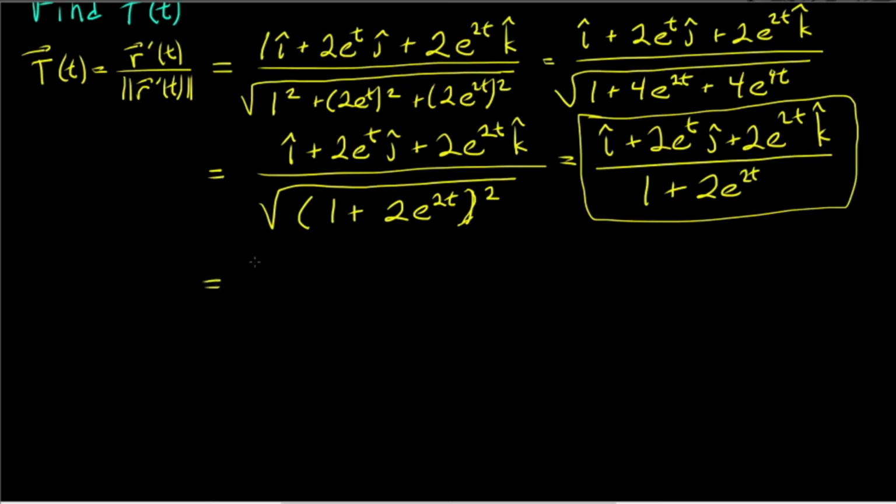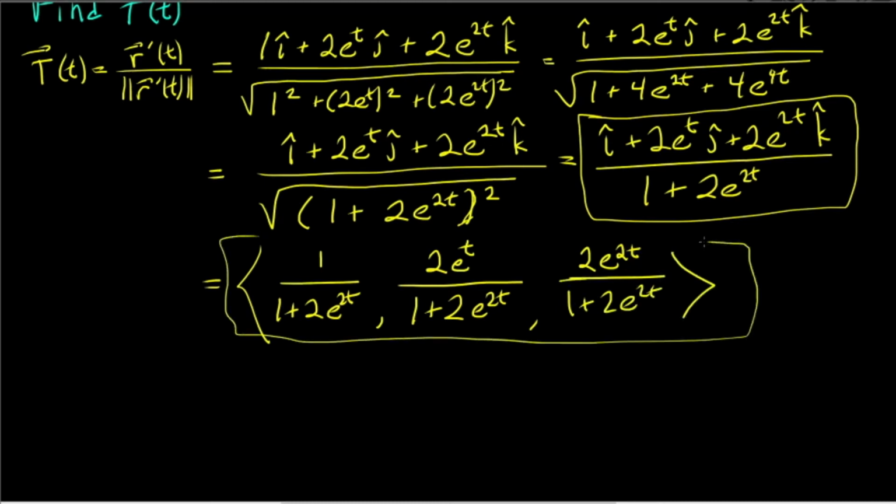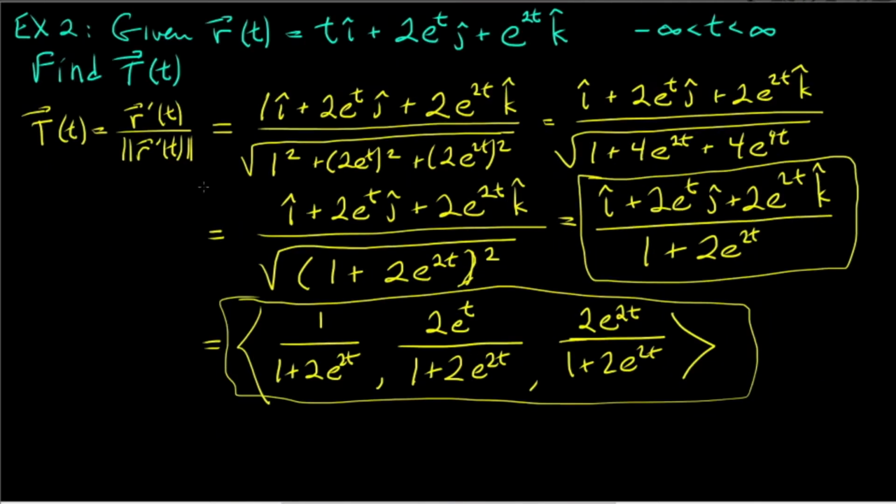Or if you'd rather write it in component form, and this could be a while here, the numerator here will just be 1 over 1 plus 2e to the 2t for the first component. The second component will be 2e to the t divided by 1 plus 2e to the 2t. And then the third component will be 2e to the 2t over the same denominator, 1 plus 2e to the 2t. Okay, so either way, that's the unit tangent vector for this particular function.